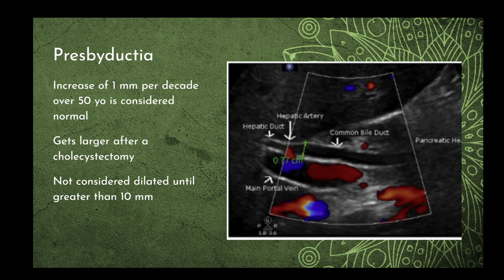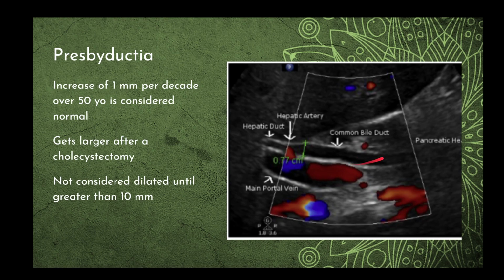So after the age of 50, it is normal for the bile duct to increase by 1 millimeter per decade. So a 60-year-old with a 6 millimeter common bile duct is okay. A 70-year-old with a 7 millimeter bile duct is okay. We expect them to get larger as patients age.